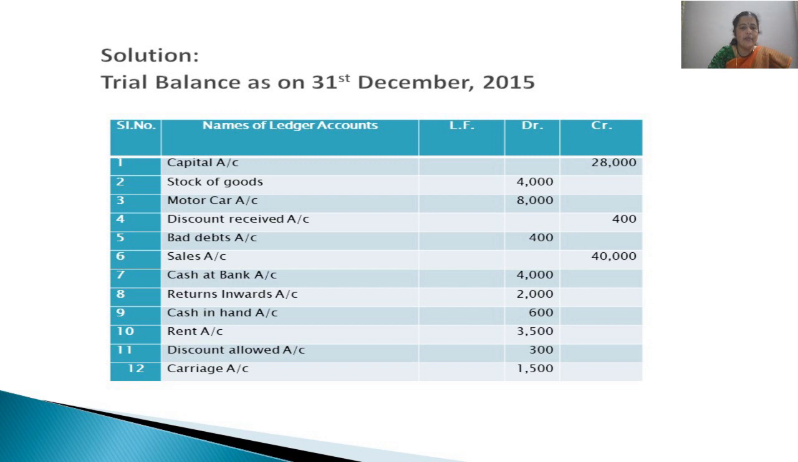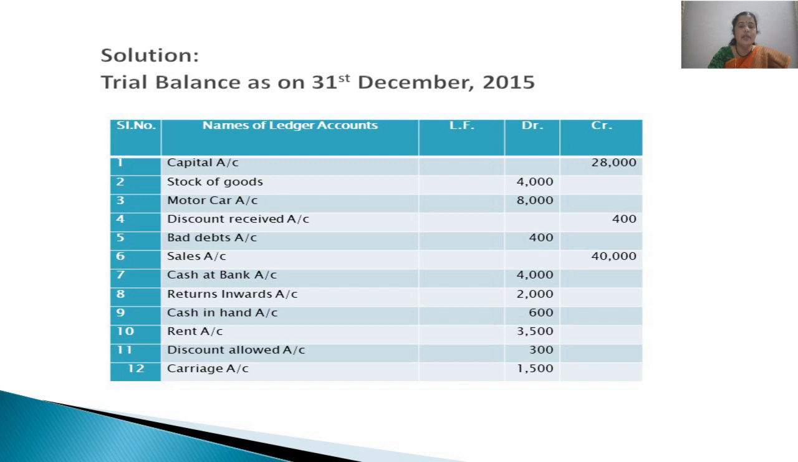So be a little careful regarding discount. See, in the fourth item discount received, and in the 11th discount allowed. They are not one and the same thing. Received and allowed are both different. If you have received discount from anybody else, it is an income, so credit that. Credit all incomes and gains. And if you have allowed discount to somebody, it is a loss to you, so debit all losses and expenses.